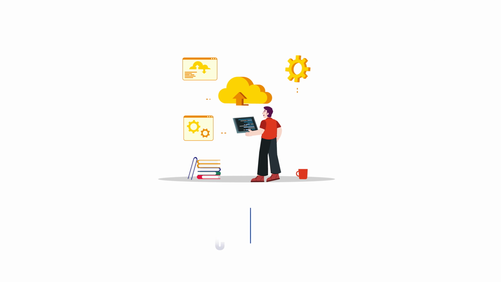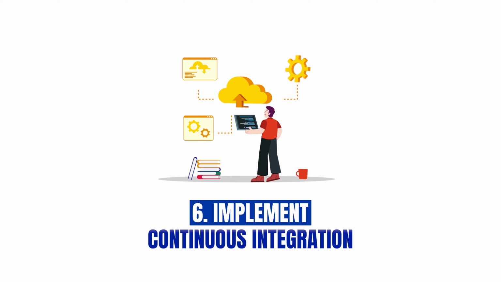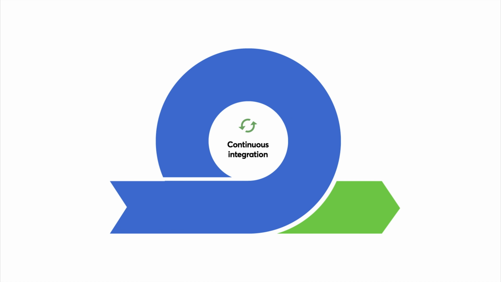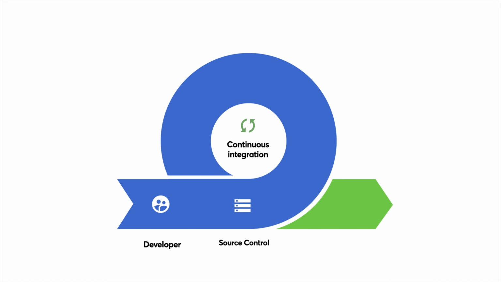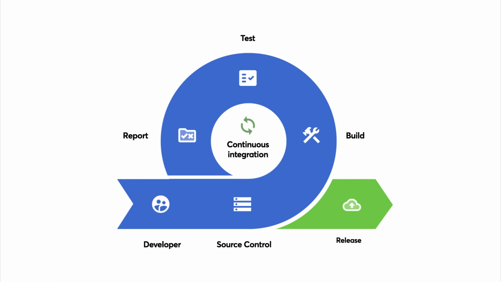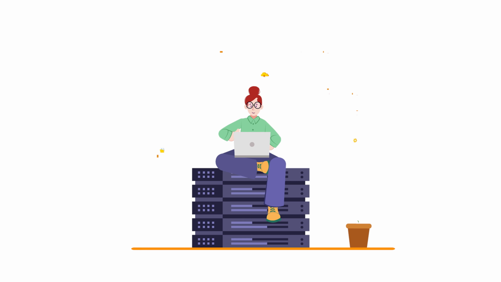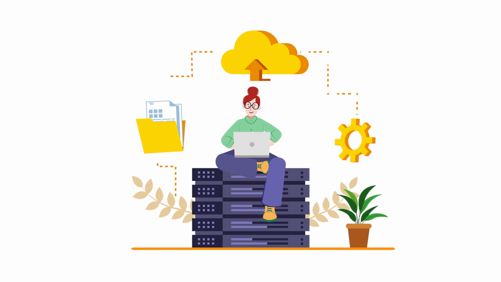6. Implement continuous integration. Continuous integration is a practice where code changes are automatically built, tested, and integrated into the project. Continuous integration pipelines can be configured to run unit tests automatically upon code changes. This ensures that new code doesn't introduce issues into the existing codebase.